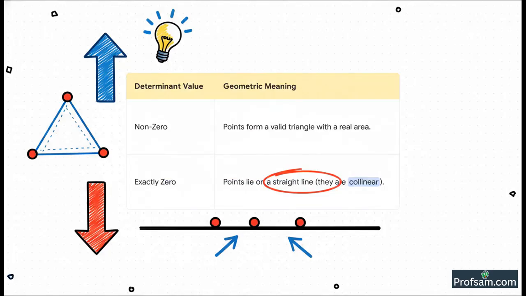And here it is, the big reveal. If the determinant value is anything other than 0, it means the 3 points form a real triangle with a real area. But if the determinant is exactly 0, it means the points don't form a triangle at all. They've basically collapsed into a single straight line. They are what we call collinear.